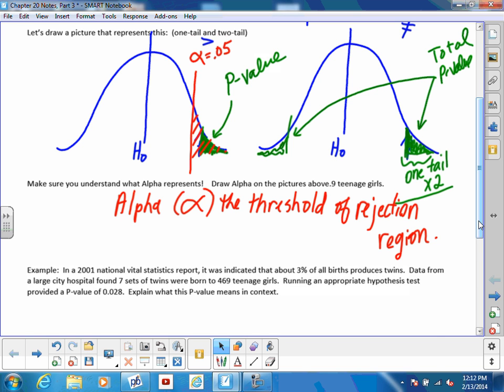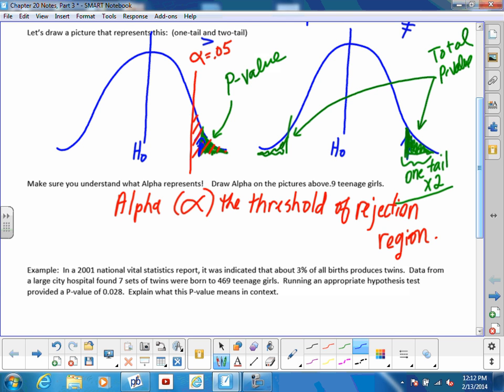Number one, tell me about the location of my sample. My sample is located, what? In the rejection region. This p-hat is located in the red. So this p-hat is in the rejection region. According to this picture, what decision would be made? To reject the null. Okay, good.